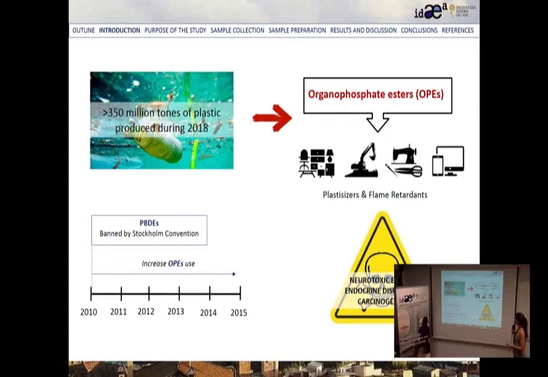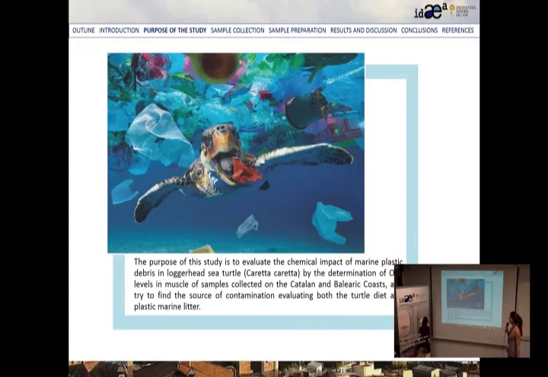The purpose of this study is to evaluate the chemical impact of marine plastic debris on sea turtles, Caretta caretta, by determining OPE levels in the muscle of these samples. These samples were collected on the Catalan and Balearic coasts, and we try to find the sources of these contaminants, evaluating the turtles, the prey, and also the plastic litter.